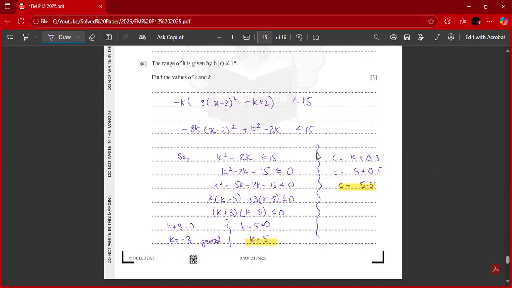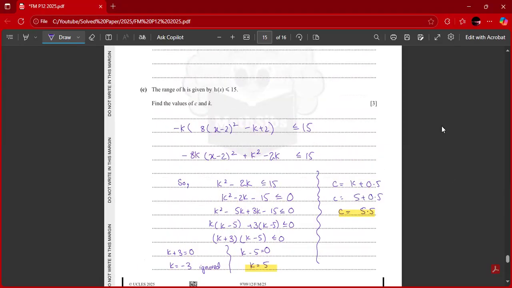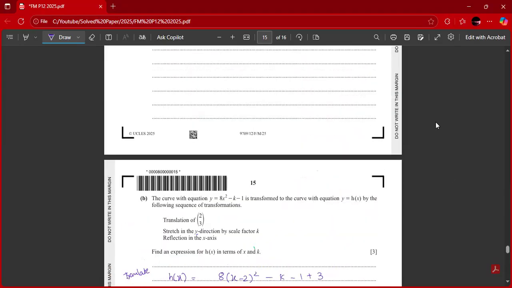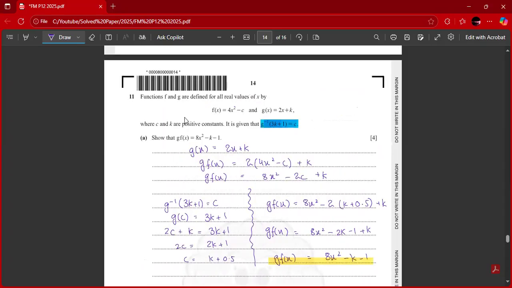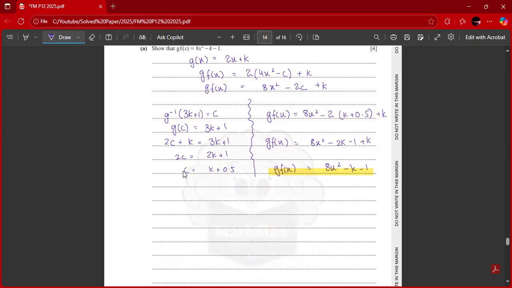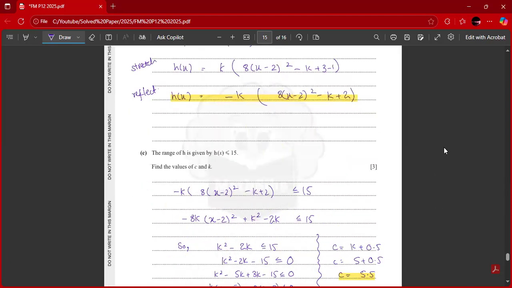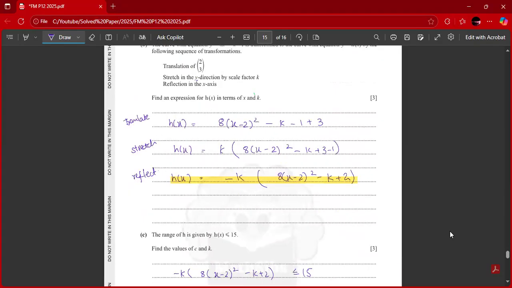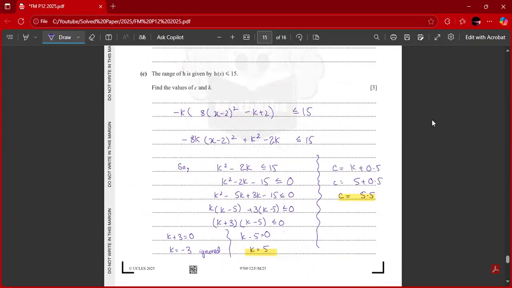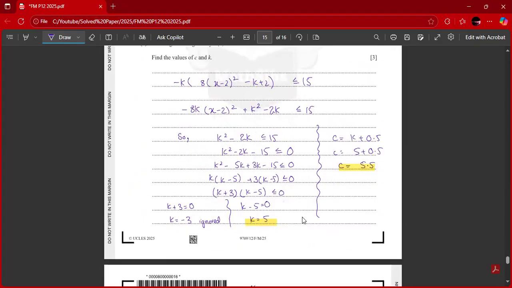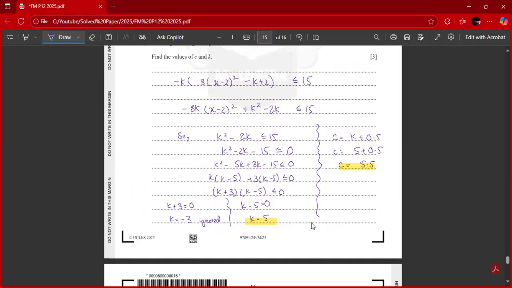Now -3 would be ignored because it was given at the start, like 2 pages ahead, that c and k are positive constants. We also derived an expression for c and k: c is equal to k plus 0.5. We bring the same expression back down, after 1 page, on this part, and substitute the value of k as positive 5, because c and k are positive constants. We get the values of c and k as 5.5 and 5.